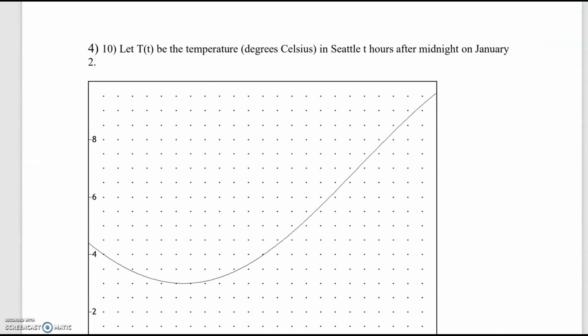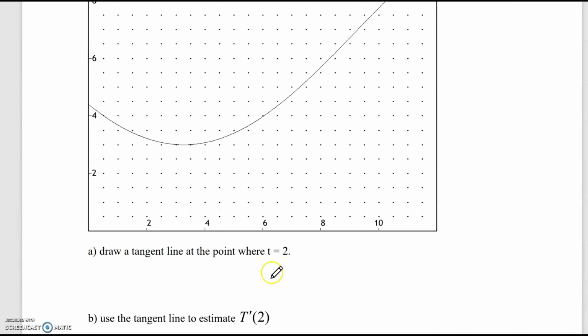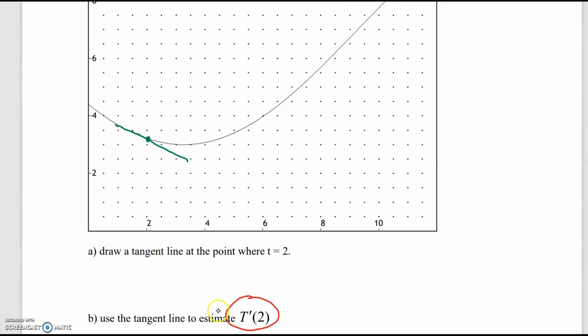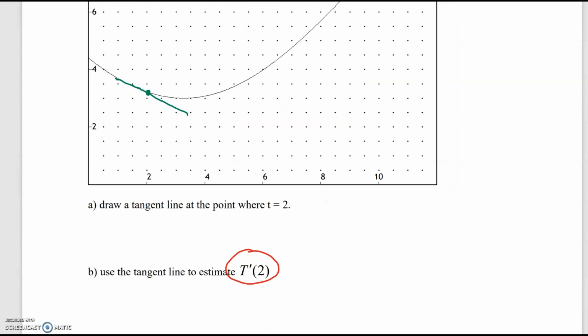Okay, number 4. So we have temperature in degrees Celsius. On this version, it says draw a tangent line where t equals 2. So here's 2. So the tangent line looks like this. I think everyone got that right. However, let me switch to red. A lot of people missed this. So it's T prime of 2, which means the slope of the tangent line. Some people just said the y coordinate. So you have to make a triangle and estimate the slope.